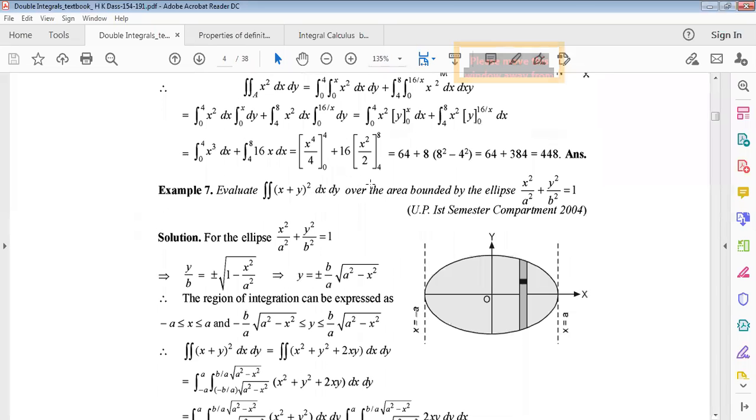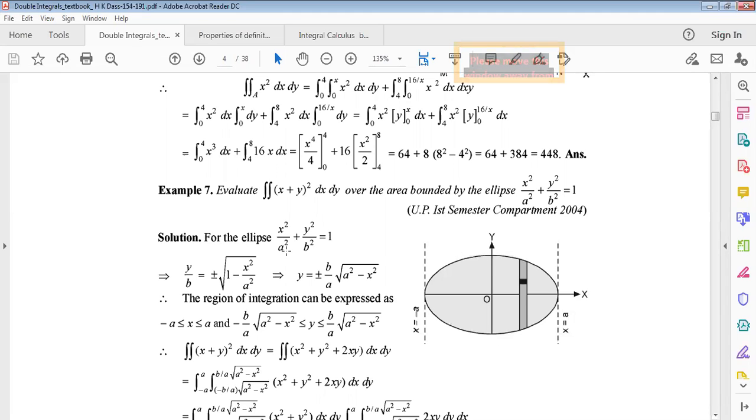Next, example 7. Evaluate this over the area bounded by this ellipse. We have to find the area bounded by this ellipse. We can draw this ellipse like this. Here x equals minus a, and this will be x equals a. a is the principal axis and b is the minor axis, right? Here a is greater than b. This is why the figure will be like this.